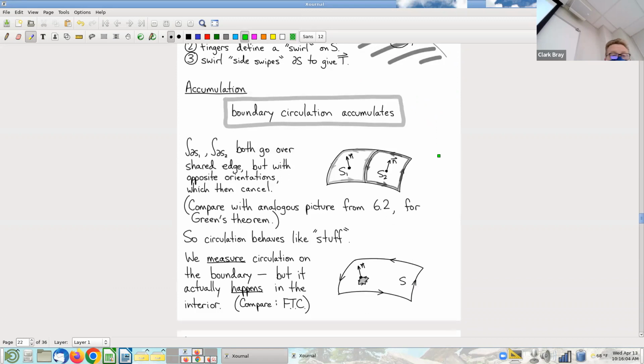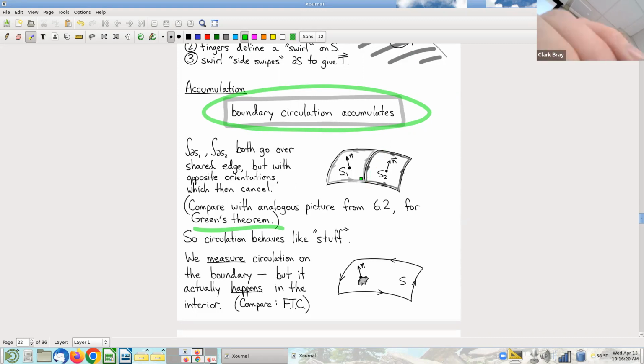Okay, next thing to observe. There is this accumulating quantity. This is a lot like with Green's theorem. Boundary circulation is the accumulating quantity, and why it's an accumulating quantity is a very familiar picture. It's a very familiar argument even, that this edge appears twice with opposite orientations as part of the boundaries of the pieces on each side, and they cancel. And so just like with Green's theorem.